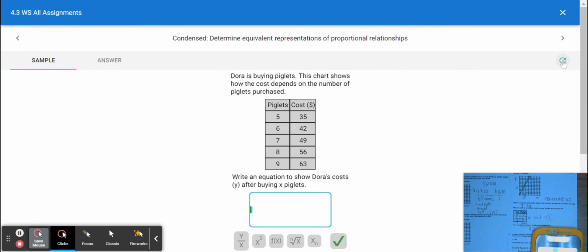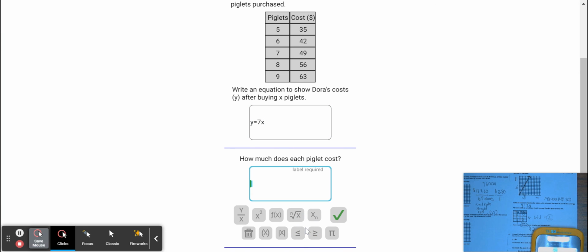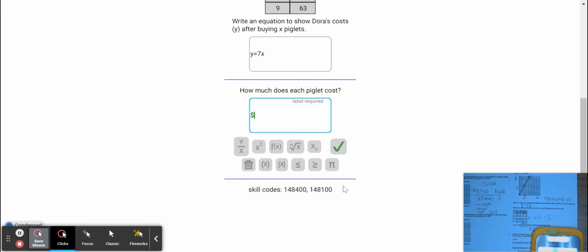Okay. Sometimes you may have to write an equation too. I'm trying to find one. Here's one. Write an equation. So we always put the y first. The y column is this column here. In this case, it's cost. 35 divided by 5 tells me that each one costs 7. So the relationship is 7x, which gives you the proportion. Then the revenue, how much does each piglet cost? That's $7. So again, this is skill code 148400.